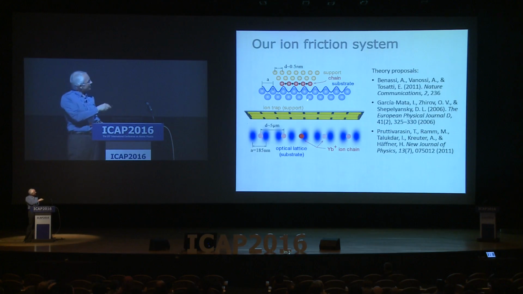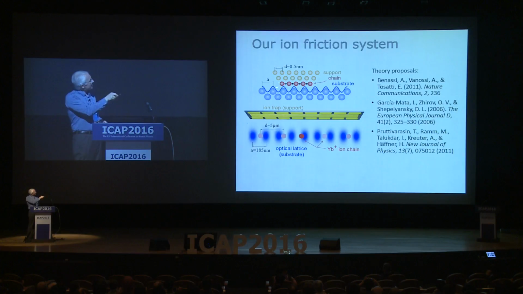Well, when we have an ion trap, this surface layer of the object will be our ions. It will be a linear chain of ions in a Paul trap. This periodic substrate potential that in real friction comes from the atoms will be just an optical lattice. It will be the periodic potential of an optical lattice.